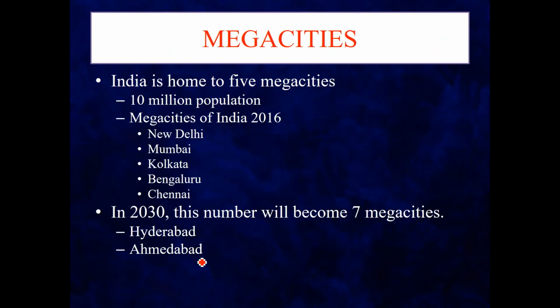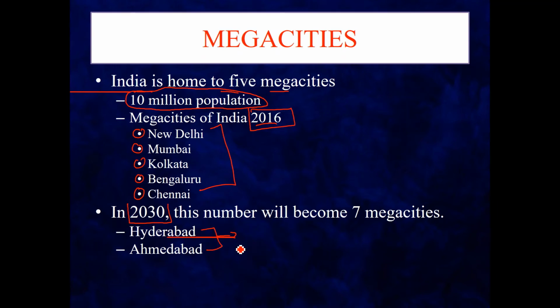Now the next topic is megacity. India is home to five megacities. The simple megacity definition is a city with a population of 10 million. We call this a megacity. In India, in 2060, we have New Delhi, Mumbai, Kolkata, Bengaluru, and Chennai. These are the five megacities. But by 2030, two more, Hyderabad and Ahmedabad, will join these megacities.